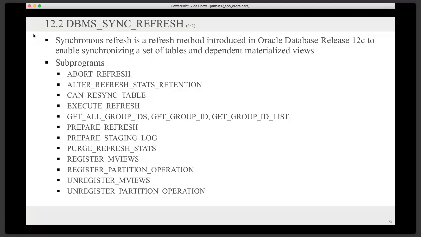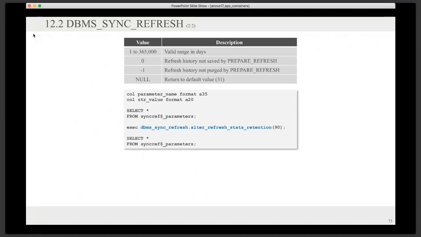Let's go to slide 73. I've got a small example here where I'm saying, the refresh stats, retain the stats for 90 minutes or 90 days. So again, some new objects here, some new built-in packages that are important for learning how to manage pluggable databases to make sure they stay synchronized the way you want them to.